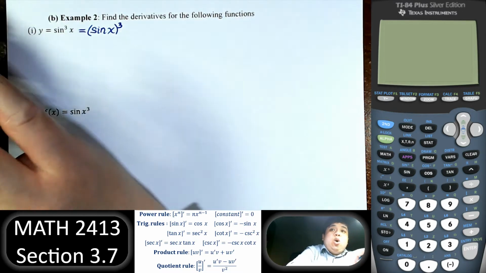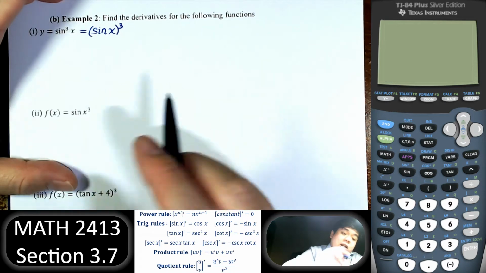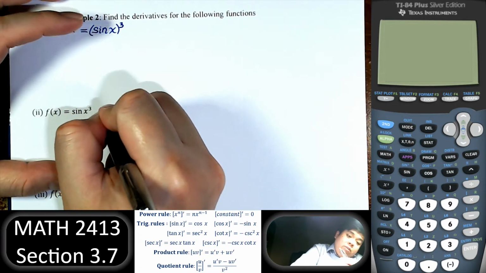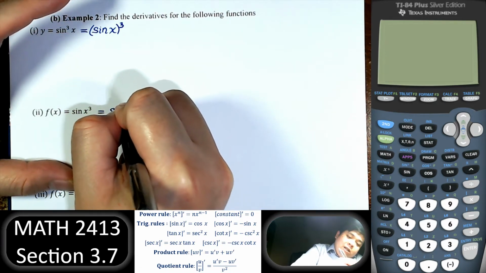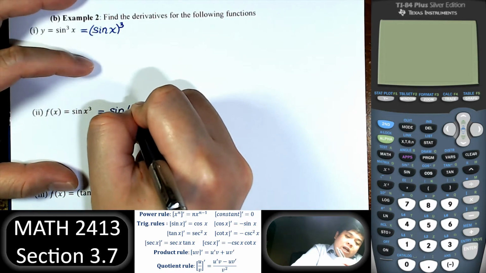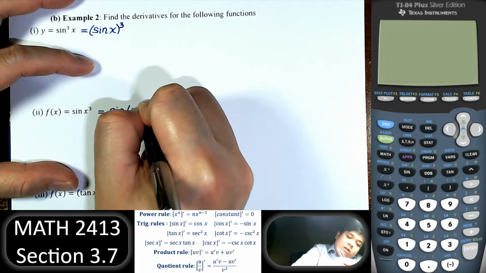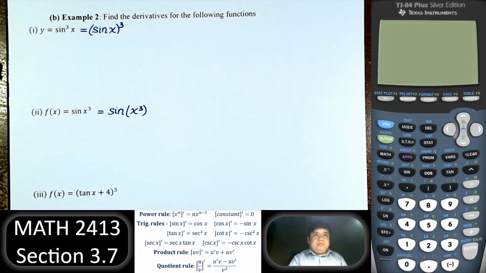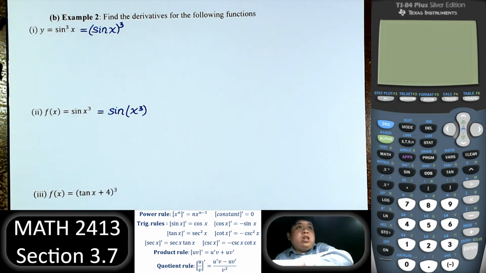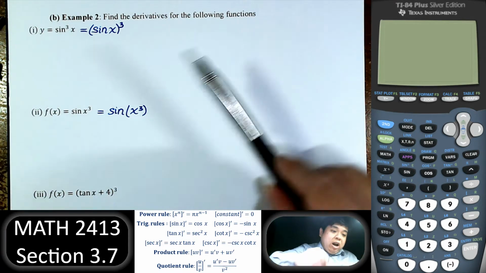So the cube is going to the whole sine x when we write it like that. When we write like this, we only mean the cube is only applied to the x. So there are two different things. Right. So in terms of derivative, what are the differences?